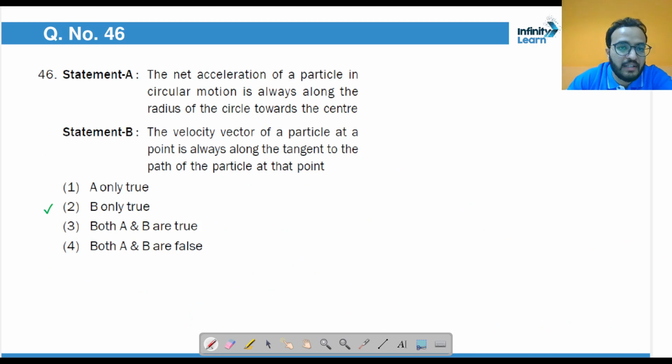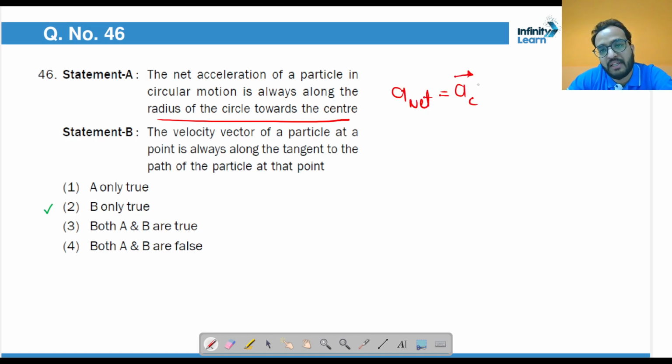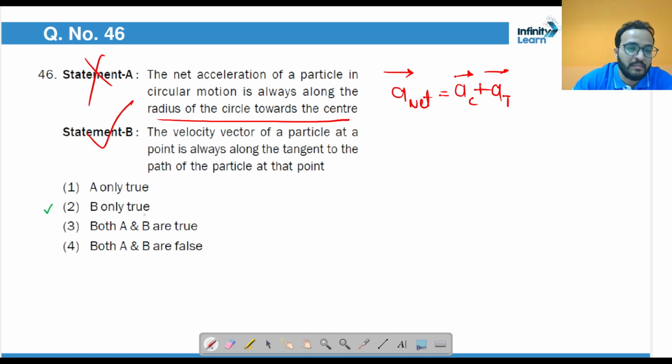Now, net acceleration of a particle in circular motion is always along the radius? No, because net acceleration is centripetal plus tangential. Only centripetal is along the radius, tangential is not. So this is wrong. Velocity is always tangential, yes. So only B is true, A is false, right?